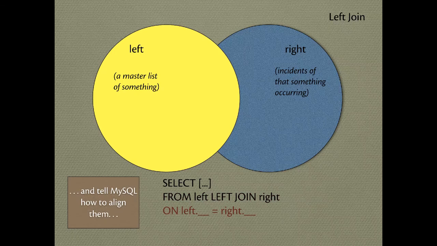And then we have to tell MySQL how to align the tables. So when it lines them up, we have to have a kind of shared key or a column that's in common or something like that. And so this is our on clause. So we're going to have a column on the left dot underscore something, and the value in that column is going to be equal to a column on the right. So right dot underscore something.